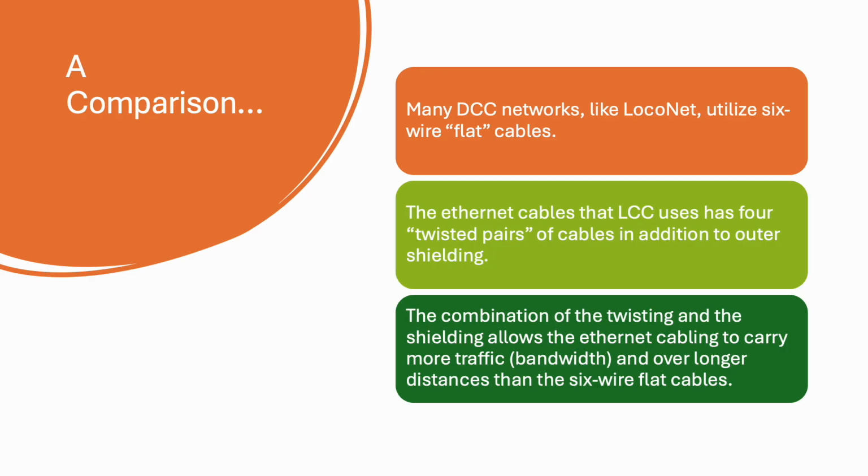A quick comparison. Many DCC networks like Digitrax's LocoNet utilize 6-wire flat cables. The Ethernet cables that LCC uses have 4 twisted pairs of cables in addition to outer shielding. The combination of the twisting and the shielding allows the Ethernet cabling to carry more traffic, which is bandwidth, and over longer distances than the 6-wire counterparts.